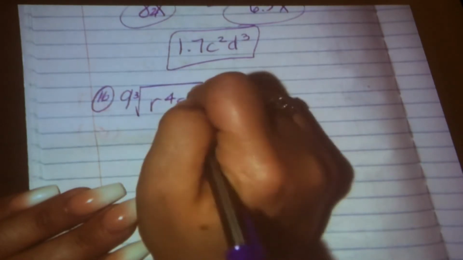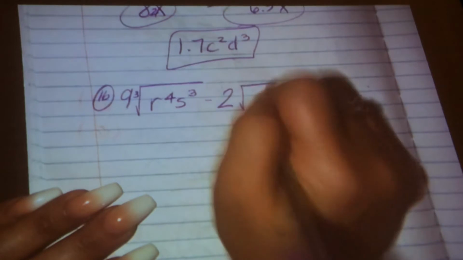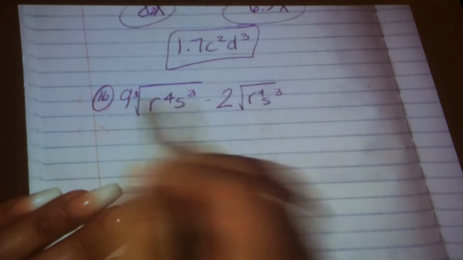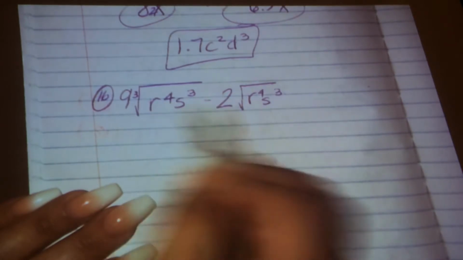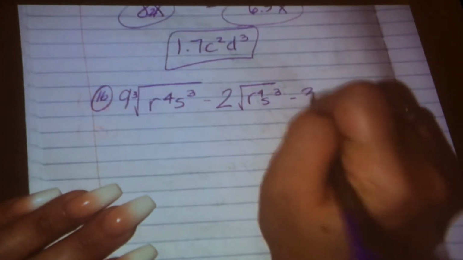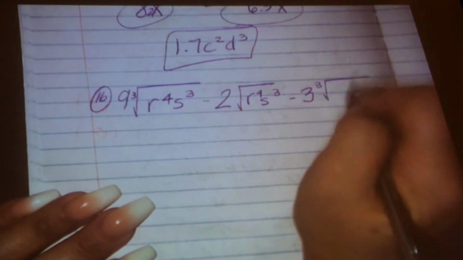Let's try number 16. I have 9 times the cube root of r^4 s^3 minus 2 square root of r^4 s^3. This is a cube root. This is a square root, not the same thing. And then another 3 cube root of r^4 s^3.